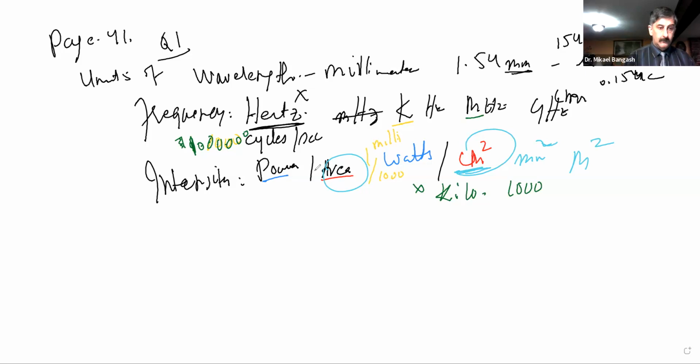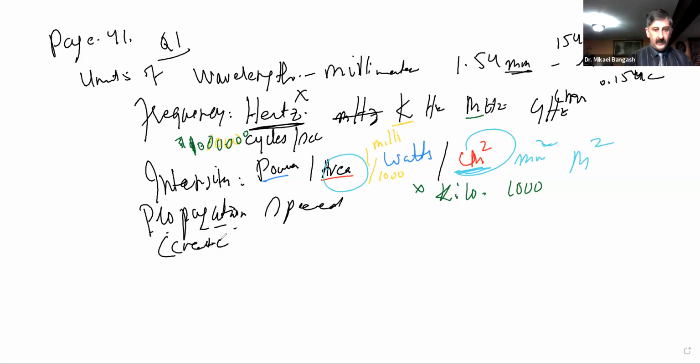Next is speed, or propagation speed, as you will see later on in a later chapter. The word propagation is just there to create confusion. Propagation speed and speed are the same thing. So what we said yesterday was that it is any unit of distance over a unit of time.